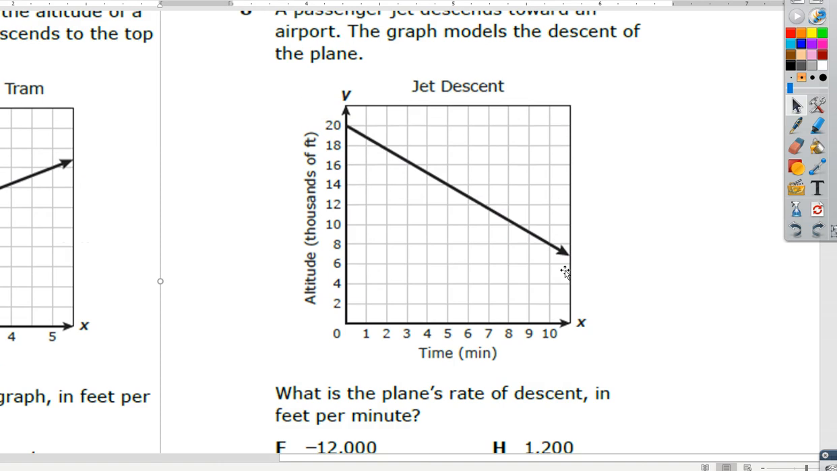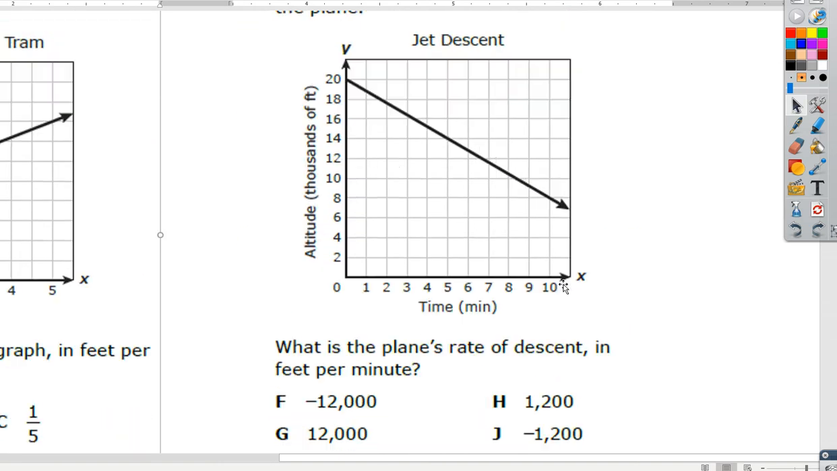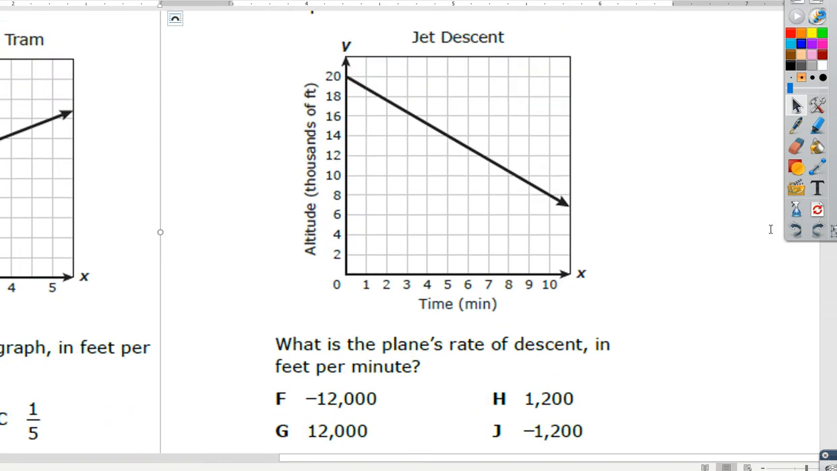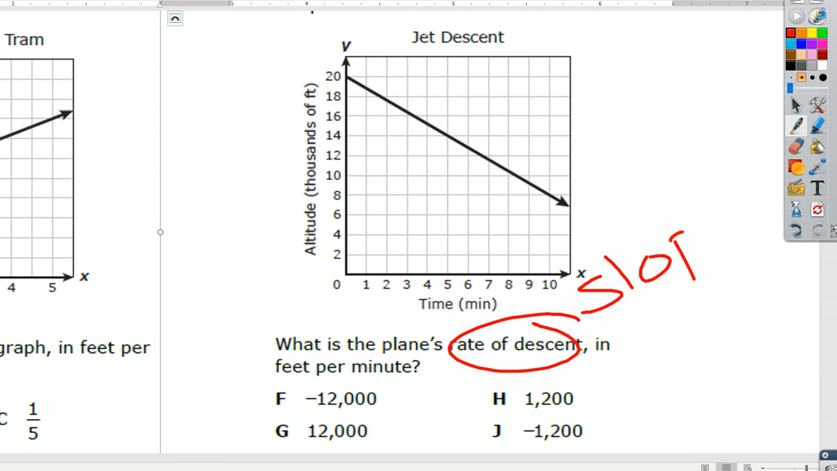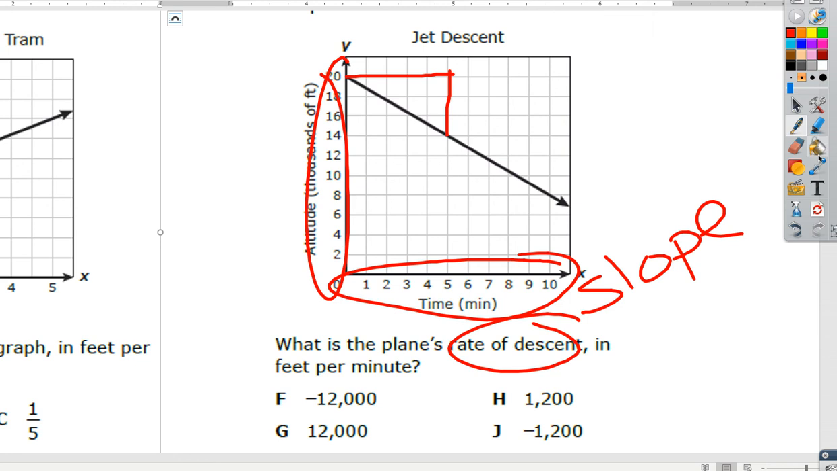I'm sorry. Number 8, they want you to find the rate of descent, which pretty much is rate of change. Rate of change, we said is slope. Simple stuff. Go in there, find the perfect point right there. And that looks to be another perfect point. And find the rise, find the run, decide if it's positive or negative. Make sure you watch out for your scale. Don't forget about the scale. What are they counting by?